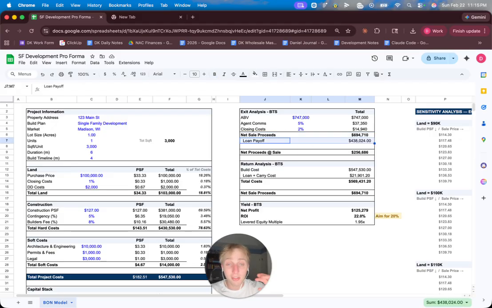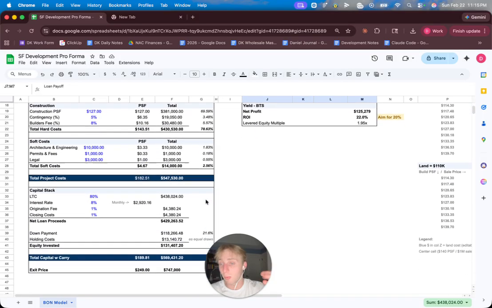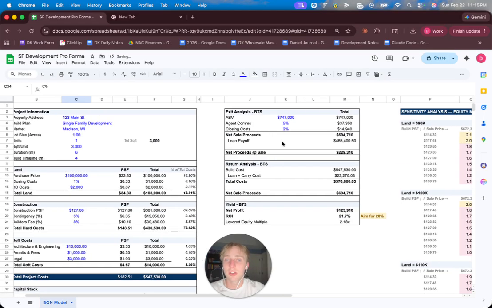Our loan payoff is about $438K. Again, we have kind of lowish leverage. We can assume 85%. So we're assuming that our net proceeds at the sale is $229K.